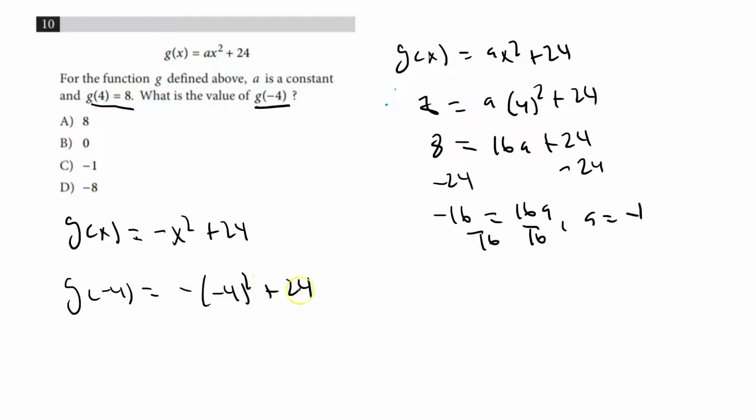Okay, so let's see. Negative 4 squared is negative 4 times negative 4, which is just 16. And we slap on the negative at the beginning, and then add this 24 at the end. So negative 16 plus 24, well, that's the same thing as writing 24 minus 16, which is just 8. So 8 is our correct answer.